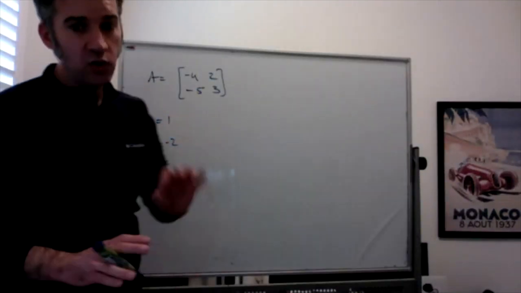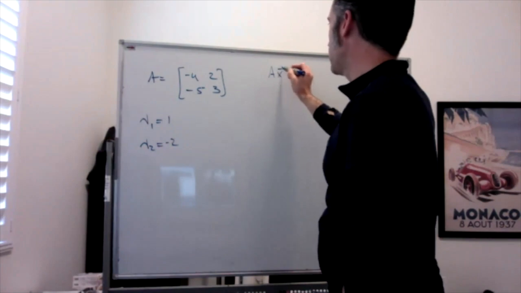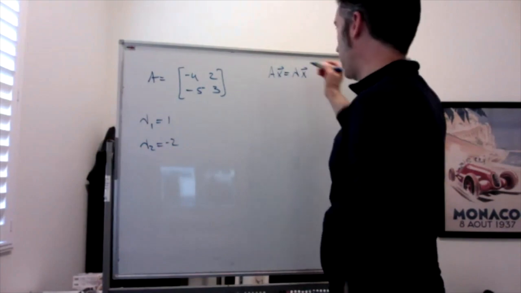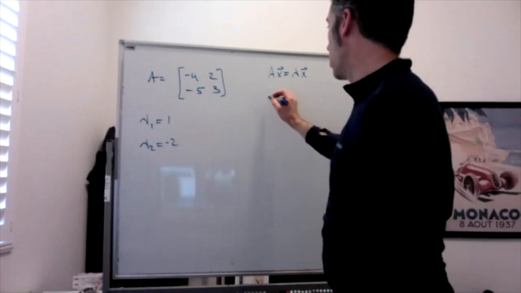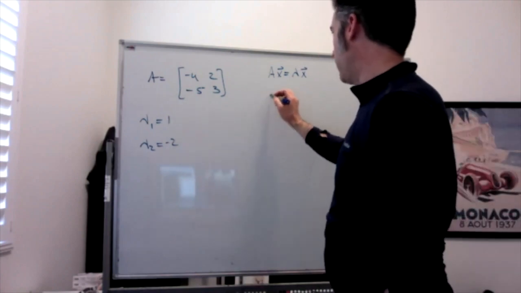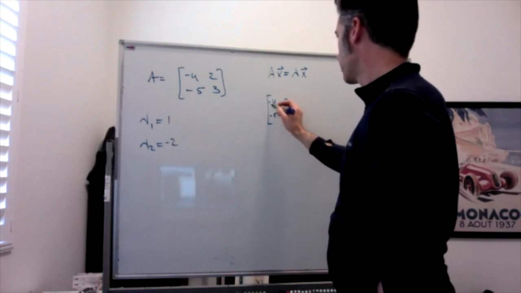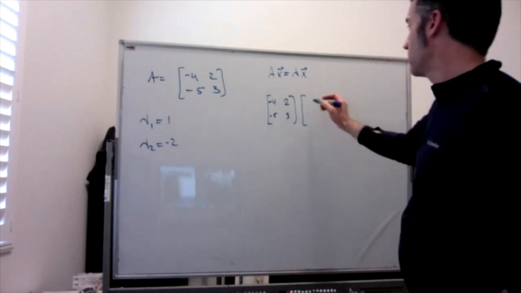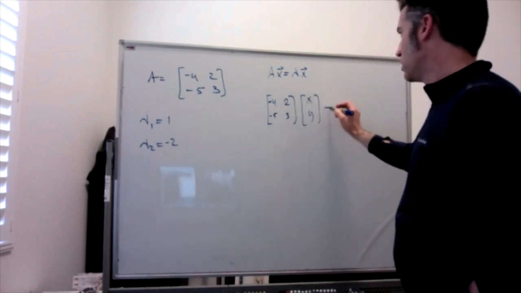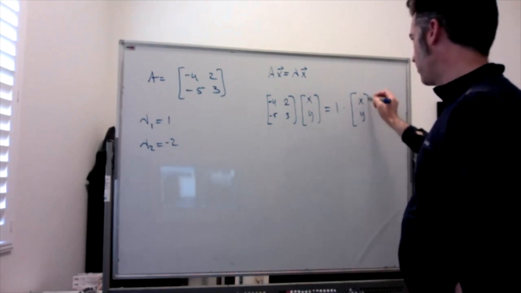There are 2 different ways you can find the eigenvectors. You can solve the equation A times x equals lambda times the vector x, which is what I've usually been doing. Let's do that for lambda 1 equal to 1. I'm going to have A times the vector that we haven't found yet equal to lambda times the vector that we haven't found yet.